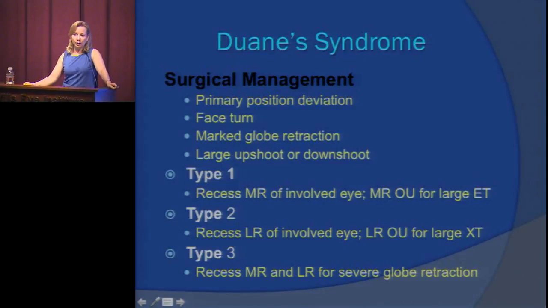And then for type 3, again, depending on the position of the eye, you may need to do a recession of the medial rectus and lateral rectus if there's a significant globe retraction. And you may need to titrate that accordingly, depending on whether there's an esotropia or exotropia present.